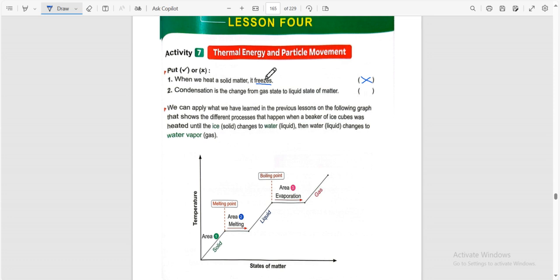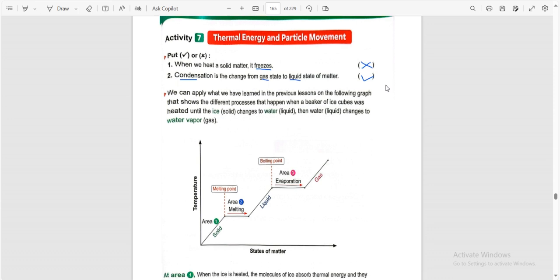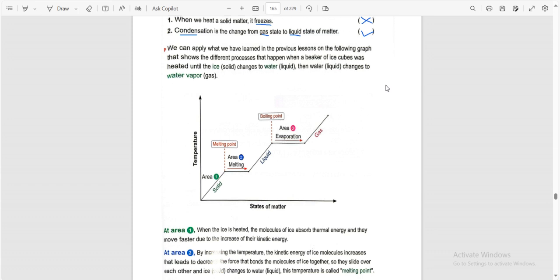Good. Question number 2. Condensation is the change from gas state to liquid state. Is that true or false? Well, that's true. So condensation is when a gaseous state matter changes into liquid. Good. So let's talk more about how these changes between different states of matter can take place.